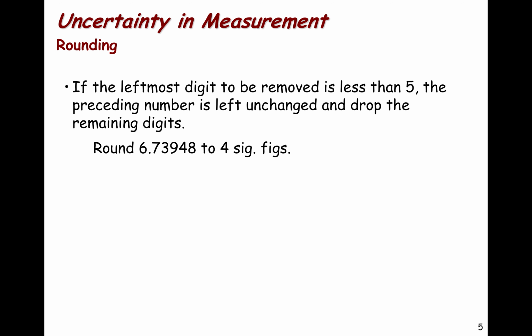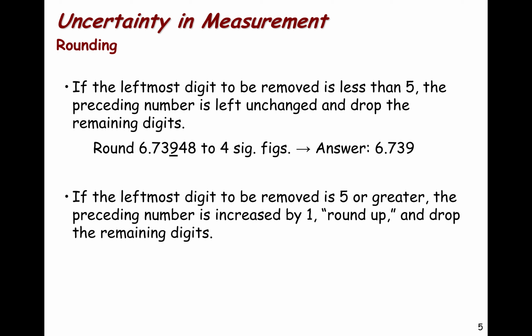And so, for example, in this case, we have 6.73948. This wants to be rounded such that we only have 4 significant digits. The 6 is a sig fig, the 7 is a sig fig, the 3 is a sig fig, the 9 is a sig fig, but the 4 is the first insignificant digit, and it is less than 5, so when we do the appropriate rounding, this number will be 6.739.